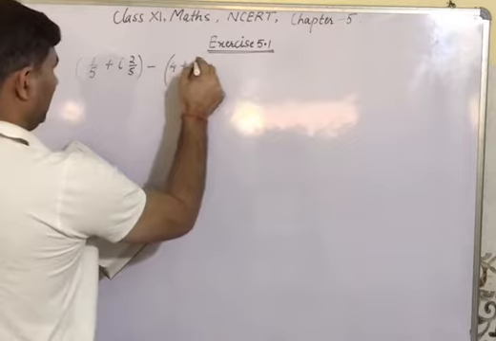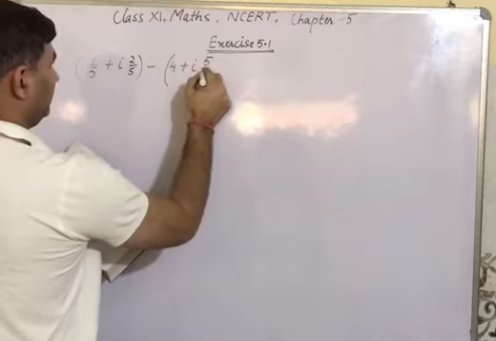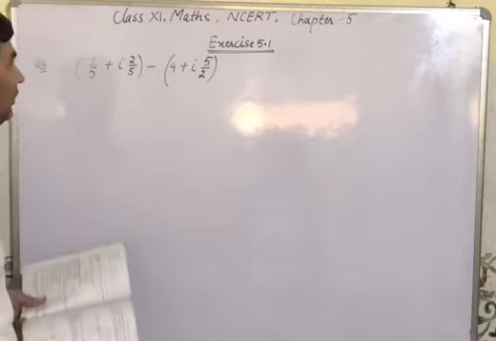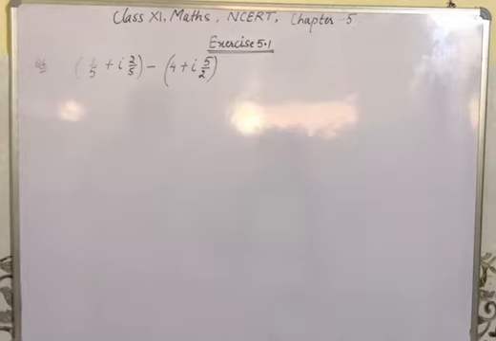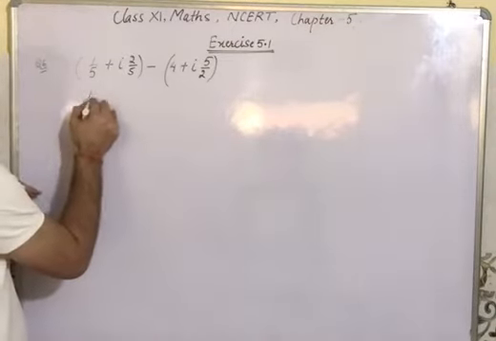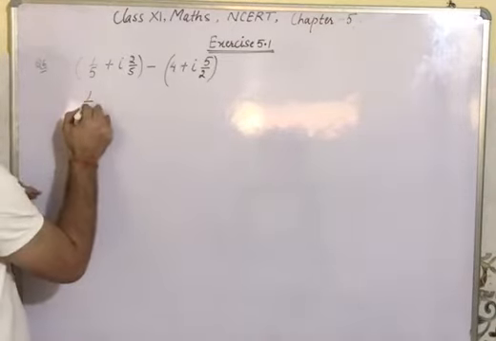- i·5/2. Write in the form of a + ib. It is 1/5 + i·2/5, minus 4 minus i·5/2.